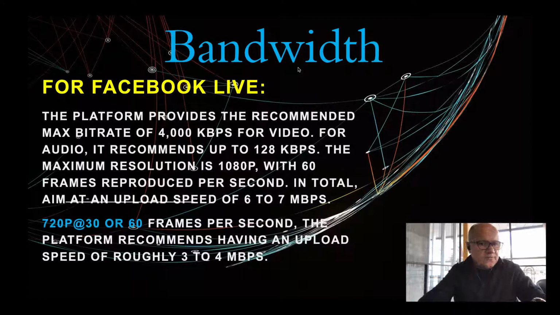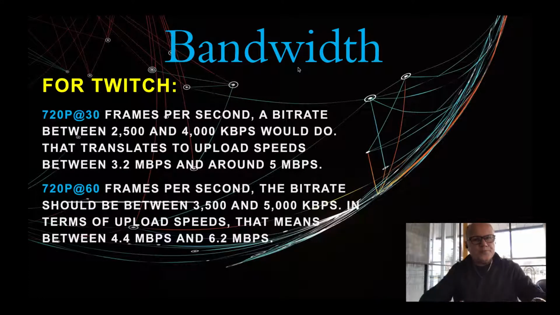Now, this is for Facebook. So let's look at Twitch. Okay, here we go for Twitch. Twitch is a little bit different. If you look at what the requirements are, Twitch, for example, is requiring at 720p at 30 frames per second, look at the numbers right here, 2,500 to 4,000 kilobits per second would do. That translates to upload speeds between 3.2 megabits per second and around 5 megabits per second.